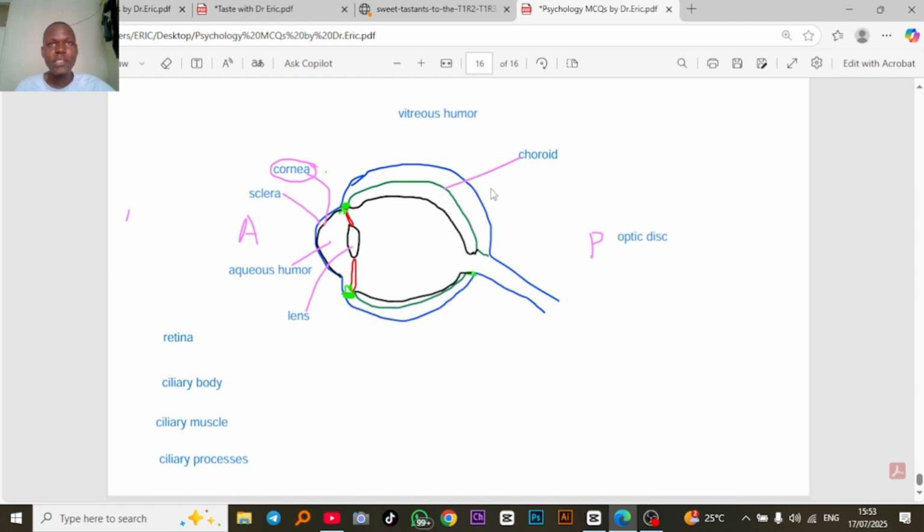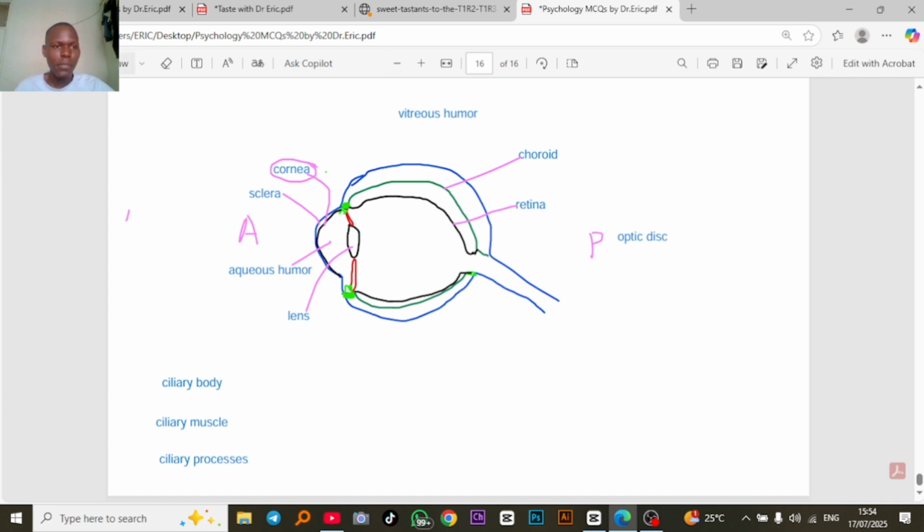And it's the nutritive layer which will provide the nutrients to the photoreceptors within the retina. And where is the retina? It's the layer below the choroid, this one in black here. So this layer is the retina. And the uniqueness about the retina is that it's where we find the photoreceptors. That's the rods and cones.